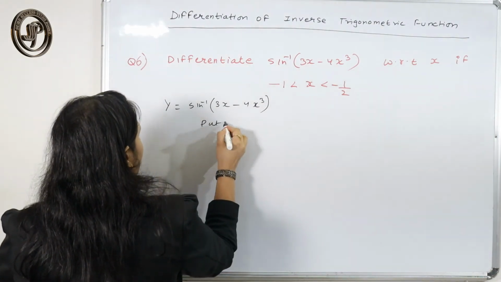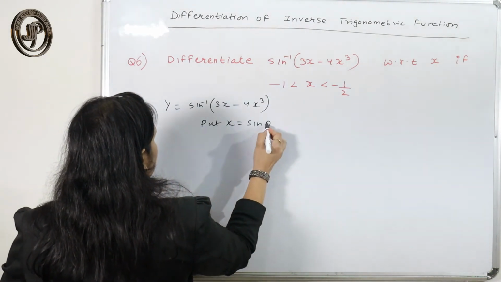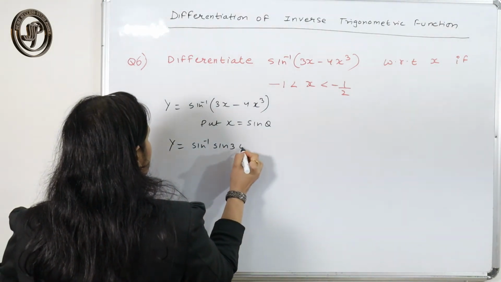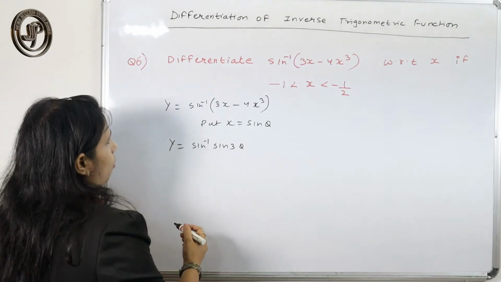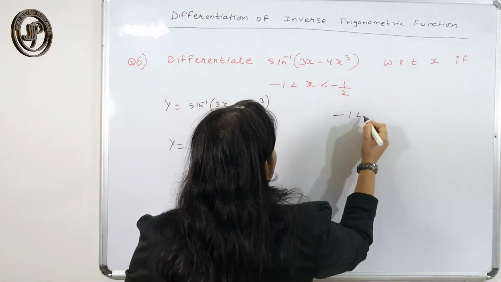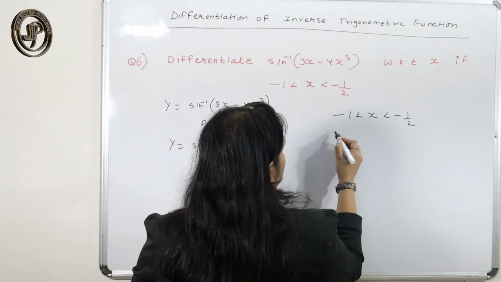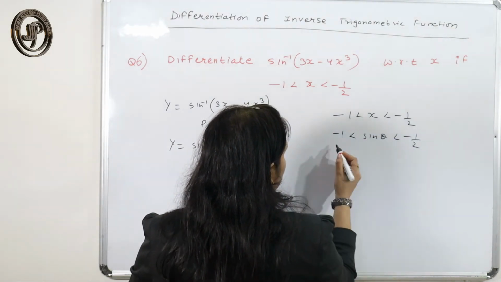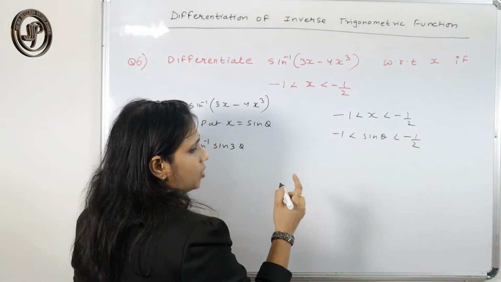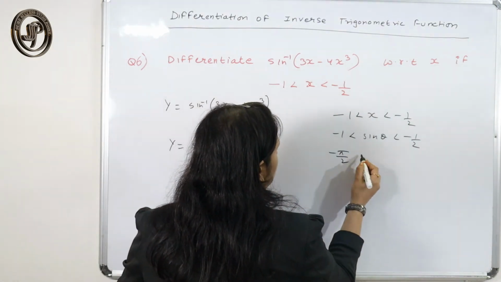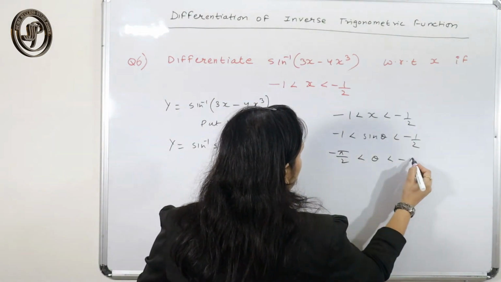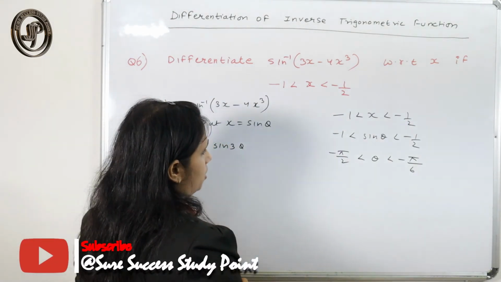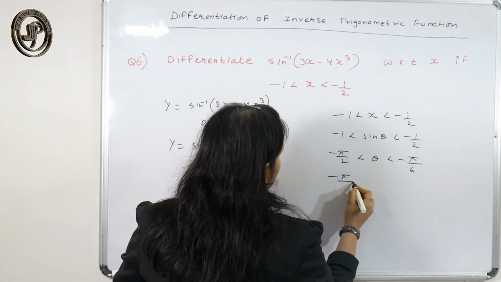Put x as sin theta. So y will be sin inverse sin 3 theta, right? Now just check the value of x. So for x = -1, sin theta = -1, which means theta = -pi by 2. Here, for x = 1 by 2, theta will be pi by 6, right? Now multiply by 3 theta.